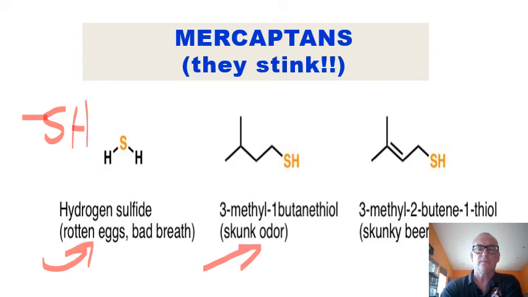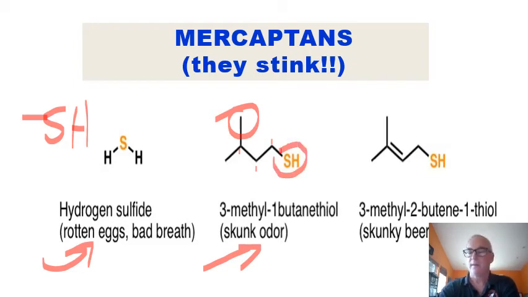So it's 3-methyl. So 1, 2, 3 methyl group. So it's got 4 carbons all together. So butane, and then thiol, because it's got the old thiol group on it. That's the skunk odor. And then if anyone's had a skunky beer, the skunky beer smell is the very same molecule that skunks give us, but there's a double bond there.